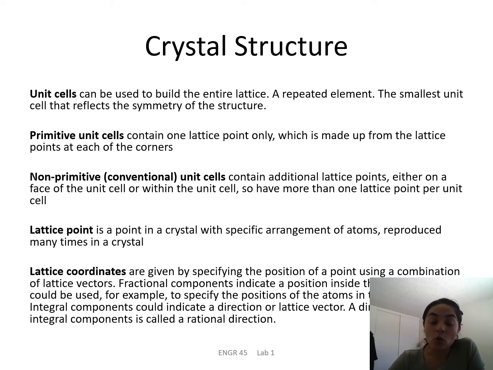Now, a lattice point in a crystal is a point where the crystal has a specific arrangement of atoms, and it can be reproduced many times in a crystal. And we'll see this more in some of the examples. And then lattice coordinates are given by specific positions of a point using a combination of lattice vectors. We talked a little bit about that with the translational symmetry, where we get a motif, or you can think of it as an element or atom that has moved in a certain direction, by a certain magnitude. And so we can describe the positions of different atoms in a lattice or a crystal structure by lattice coordinates or lattice vectors.